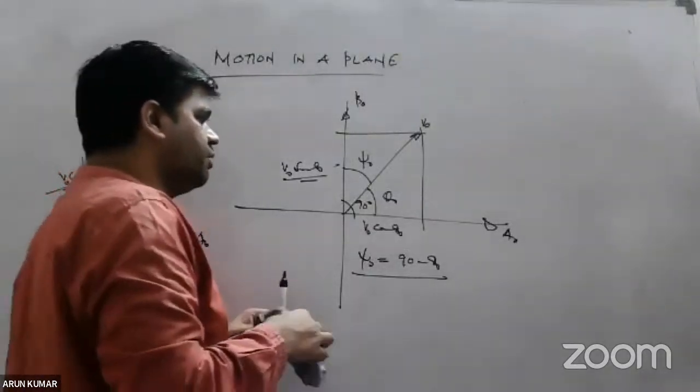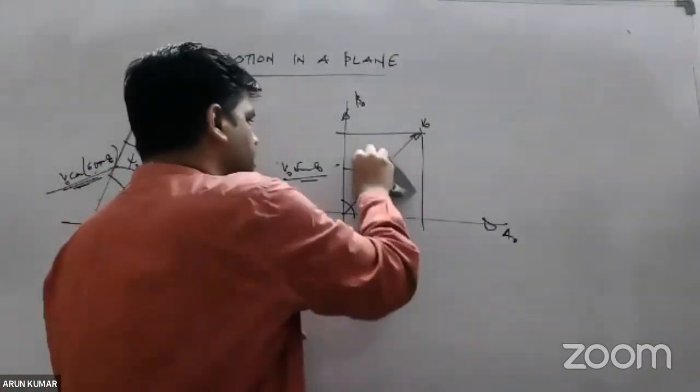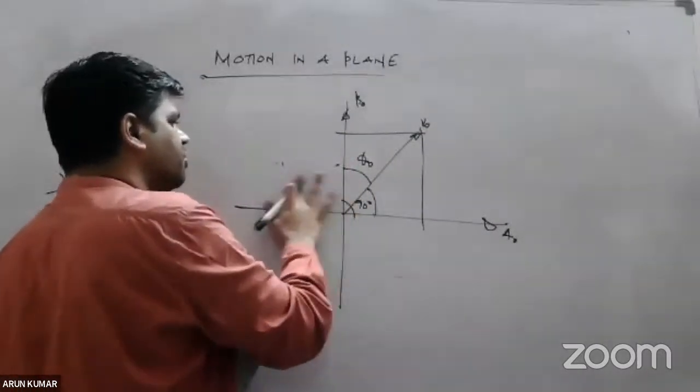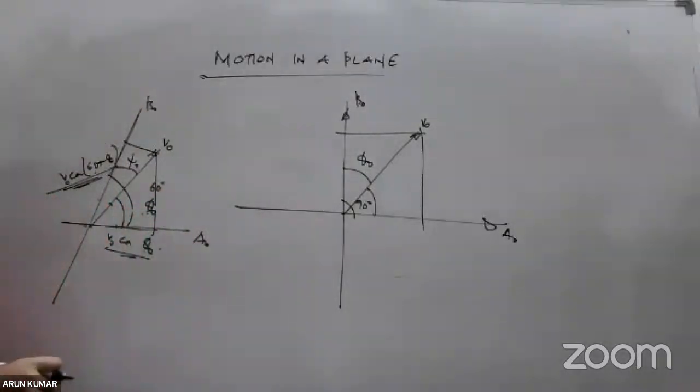All right. Now let us say instead of giving theta with the horizontal, I give you this as theta. Now tell me, what is the vertical component? Sin theta? No. Look at the diagram and tell me. V naught cos of the angle between them.